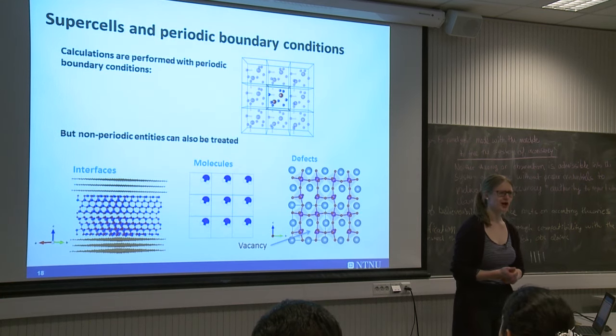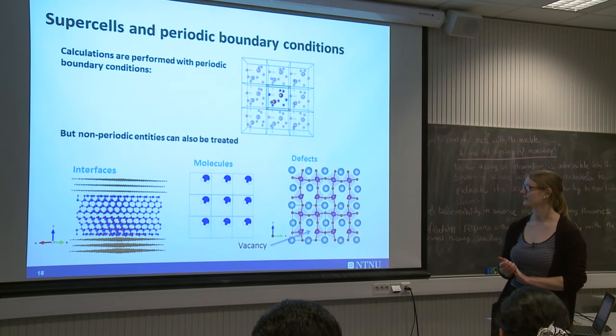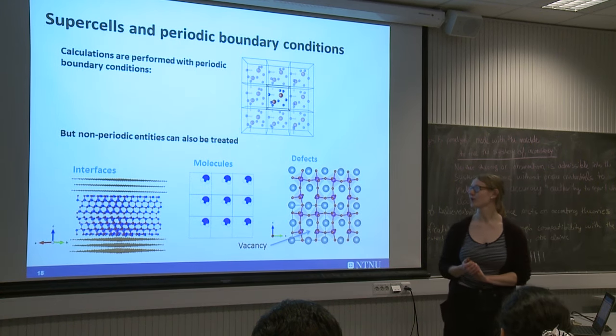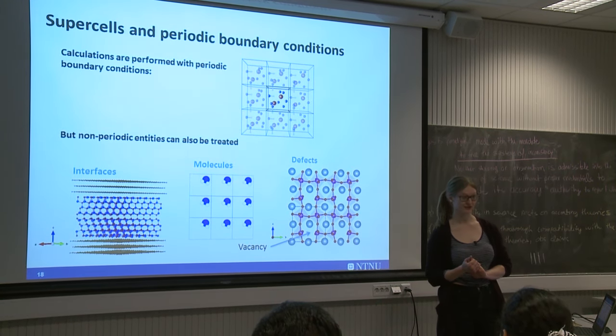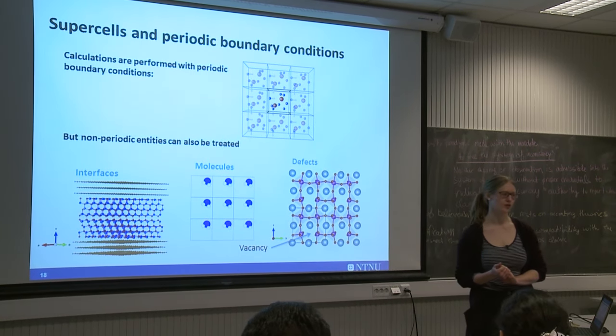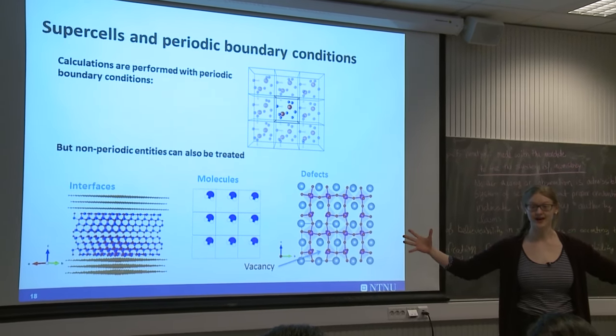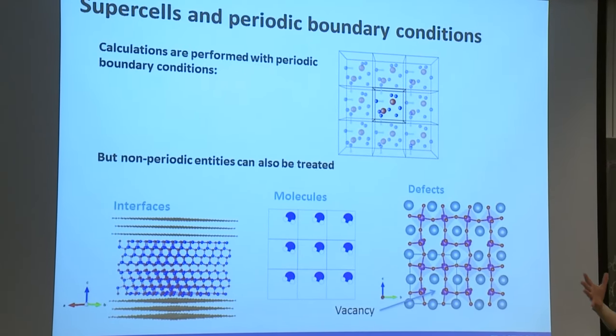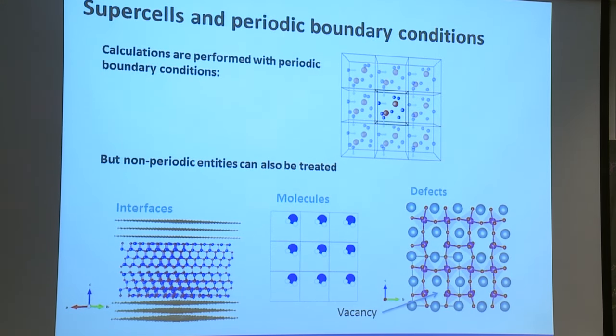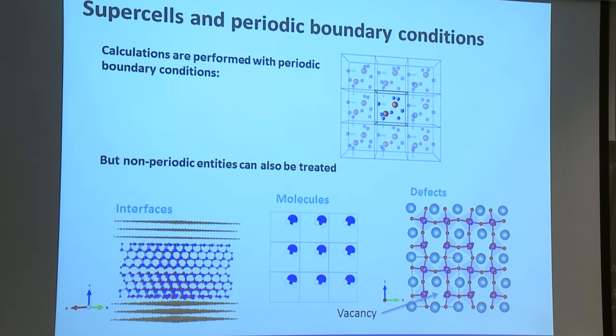Okay, so the last concept before I move over to part 2. The calculations are performed with periodic boundary conditions. So it's not like you implement a very huge cell when you calculate some crystalline thing. You implement the unit cell, or you implement a supercell, and the cell you implement is just periodically repeated in the calculations. That means that there will be interactions across your periodic boundaries.